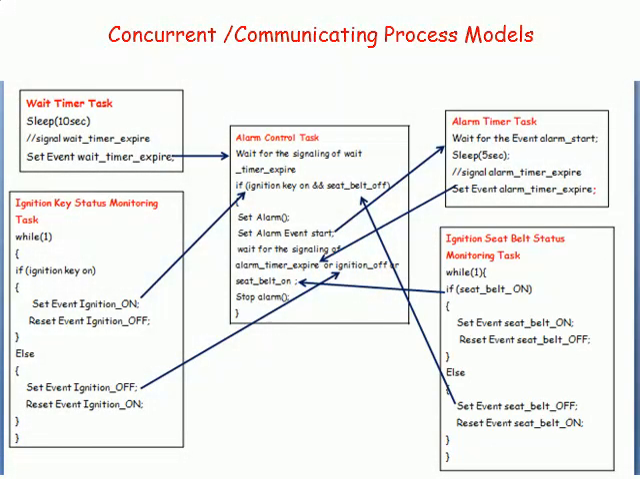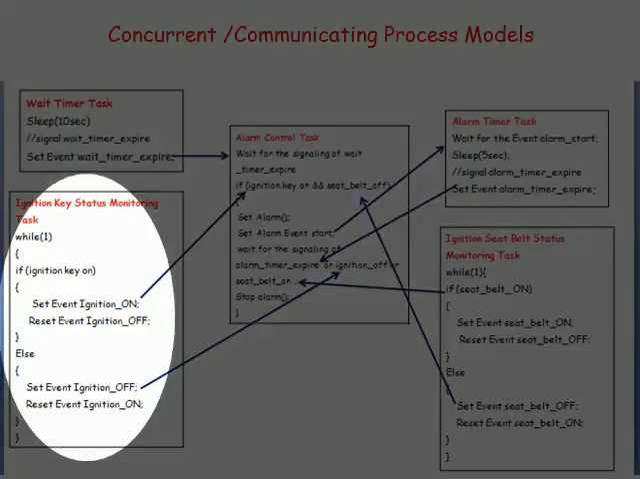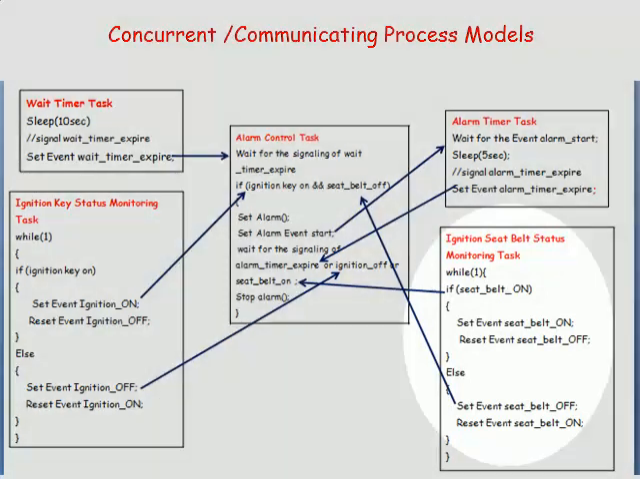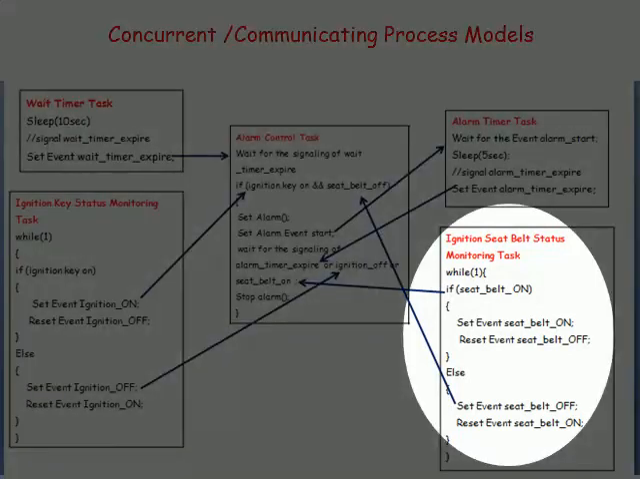The events ignition off and ignition on are set and reset respectively when the ignition key status is off, and reset and set respectively when the ignition key status is on by the ignition key status monitoring task. Similarly, the events seatbelt off and seatbelt on are set and reset respectively when the seatbelt status is off, and reset and set respectively when the seatbelt status is on by the seatbelt status monitoring task.